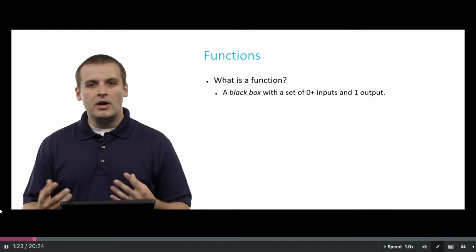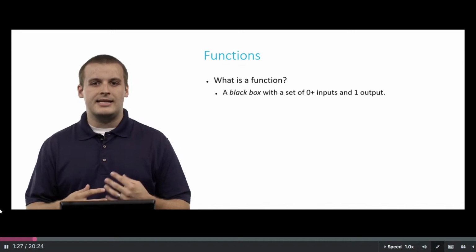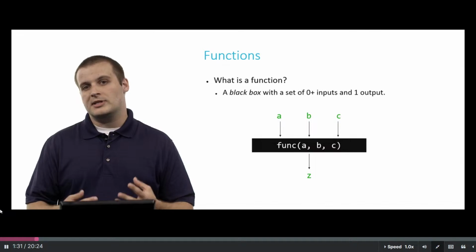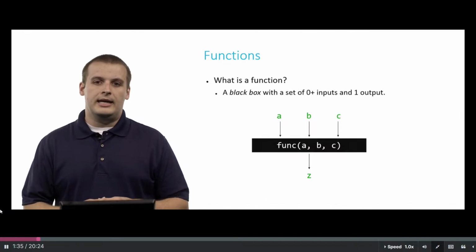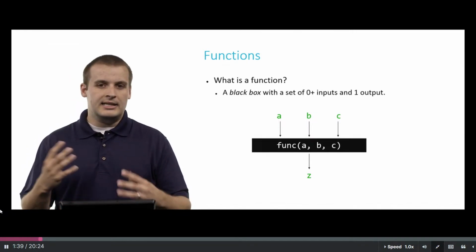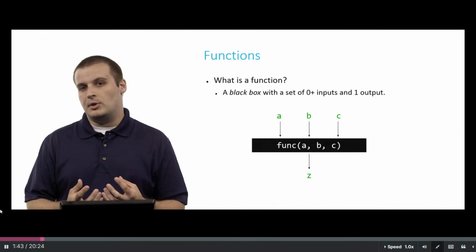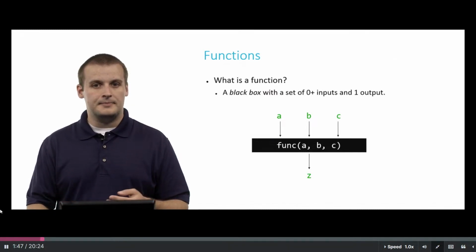What is a function? Well, a function is really nothing more than a black box that has a set of 0 or more inputs and a single output. So for example, this might be a function. This is a function called func, and it takes 3 inputs, A, B, and C, and inside that black box, we don't know exactly what it does, but it processes the inputs in some way, and it gives us a single output, in this case, Z.